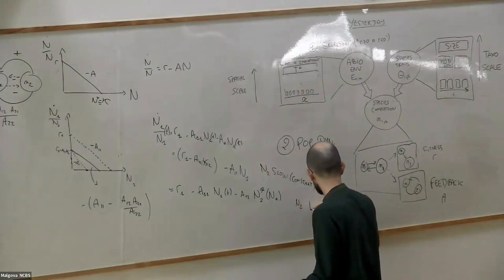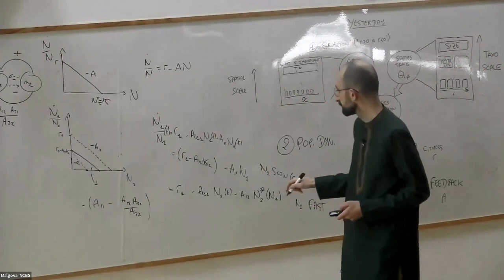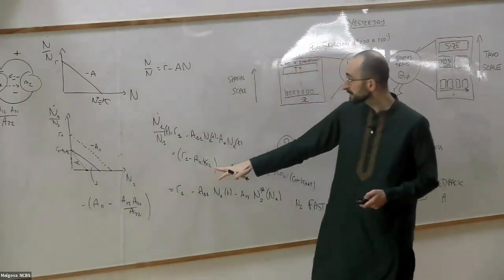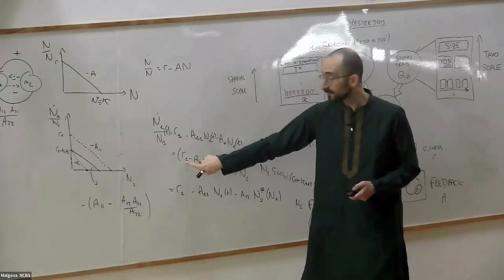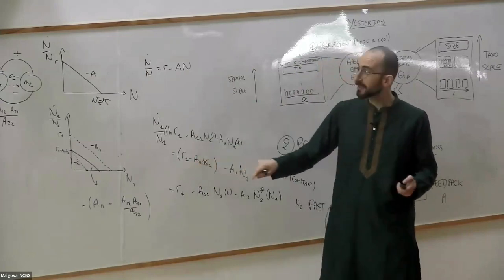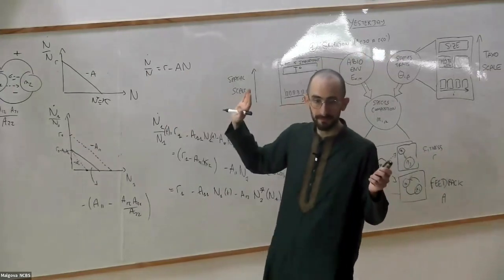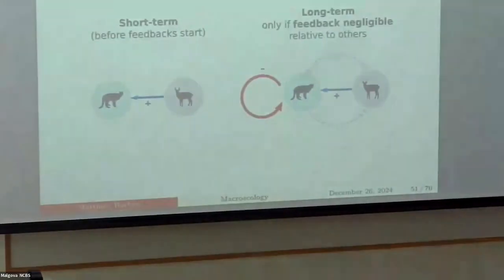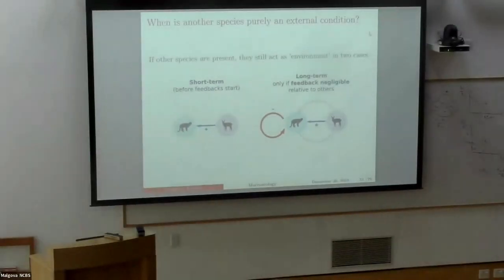What, like N2 becomes a constant, and then what do you write? Like there's a bracket of N1 there. So if N2 is a constant, then you see that N2 here just becomes K2. So it's just a change of R, right? So it's a bit what I'm saying, that in the very short term, before feedbacks become important, the other species just acts like a change of your basic growth rate.